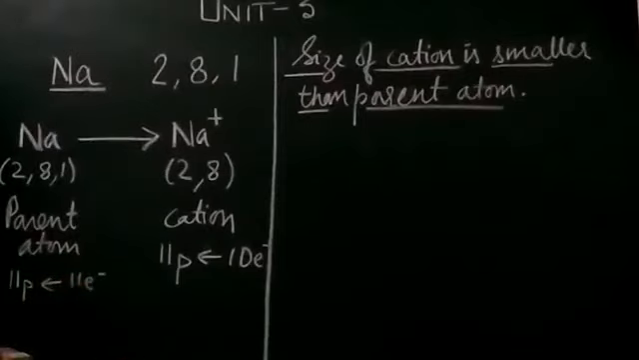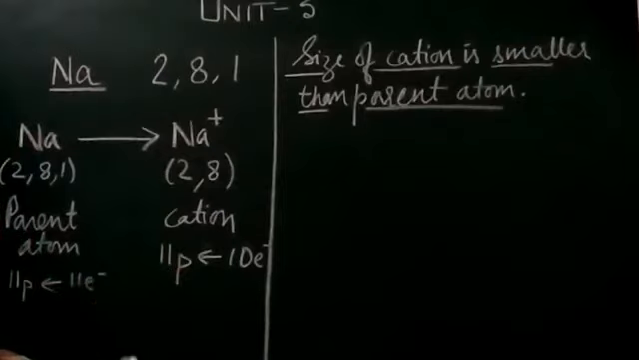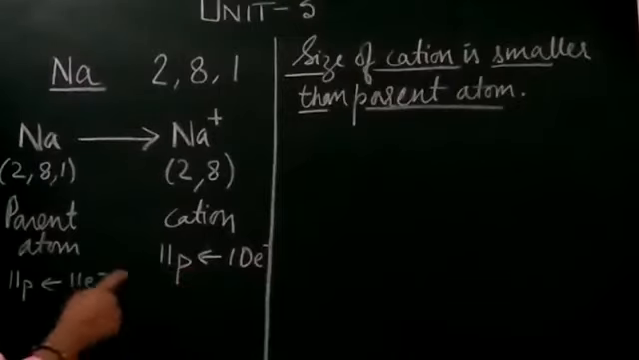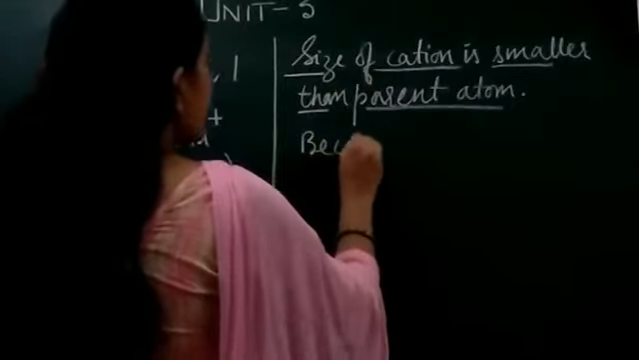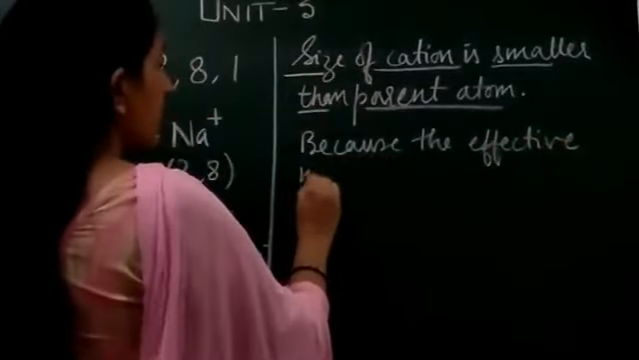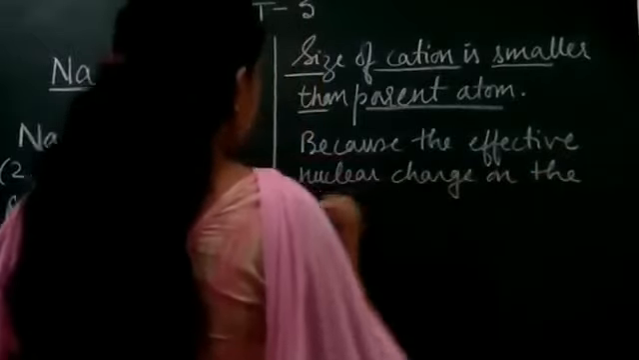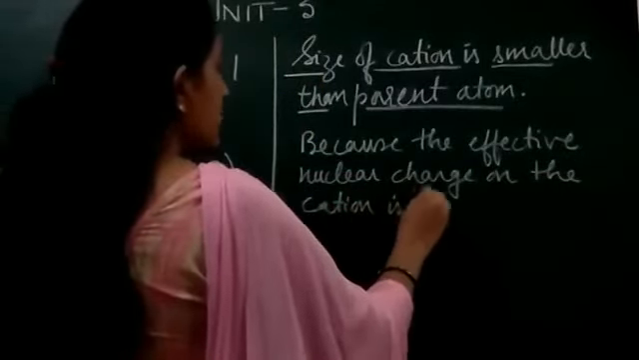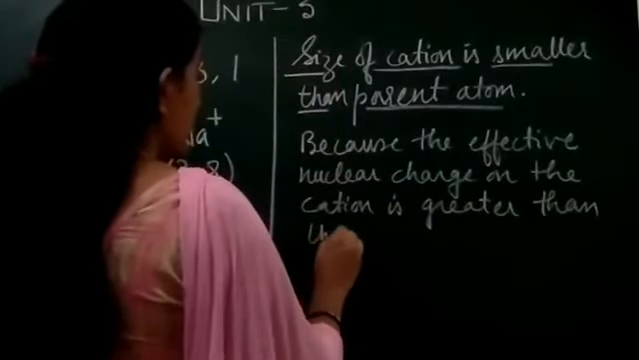Or we can say the effective nuclear charge which will be applied on the electrons will be more in the sodium ion. So if the effective nuclear charge is more, then the size is going to shrink and hence the size of the cation is smaller than that of the parent atom. So students, the size of cation is smaller than parent atom. Why? Because the effective nuclear charge on the cation is greater than the parent atom.